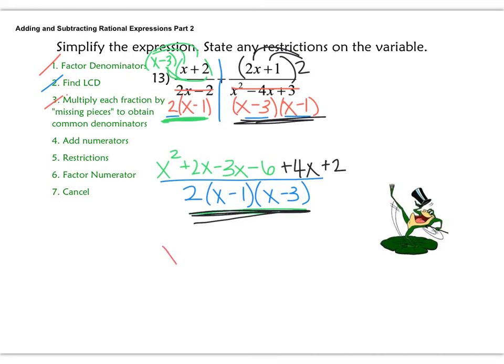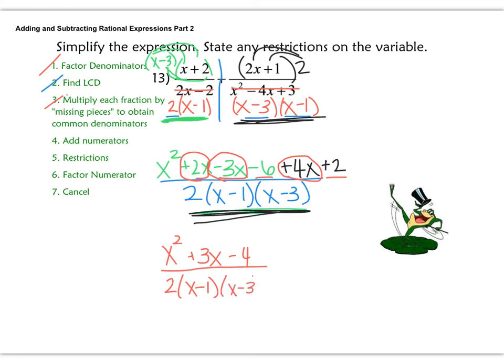So looking for common factors here. So we have x squared. Let's see, I have 2x minus 3x is negative 1x, plus 4x is a positive 3x, and then negative 6 plus 2 is negative 4 over that denominator. All right, so that was step 4. Step 5, my restrictions. So x cannot equal, baby brother doesn't give me anything because there's no x there. I get a 1 and a 3 from there.